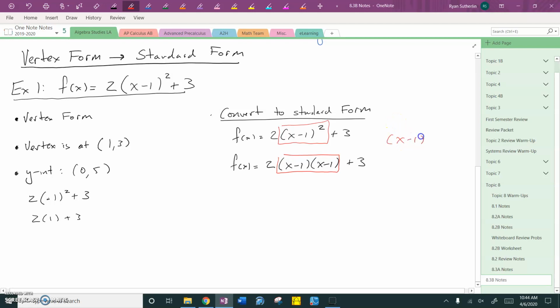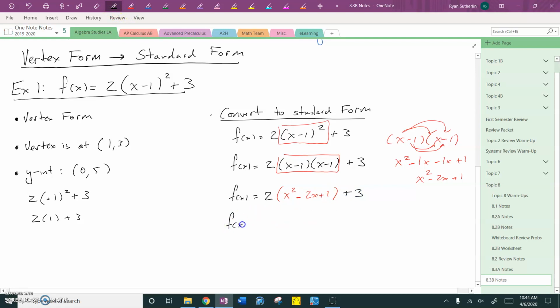This is what we did last chapter, where you could use the box method, or we could use the distributive property. So I have x times x is x squared, x times negative 1 is negative 1x. Negative 1 times x, negative 1x. Negative 1 times negative 1 is 1. So I get x squared minus 2x plus 1. So I'm going to substitute that right where I had that boxed in red. So I got x squared minus 2x plus 1, and then we had the plus 3.